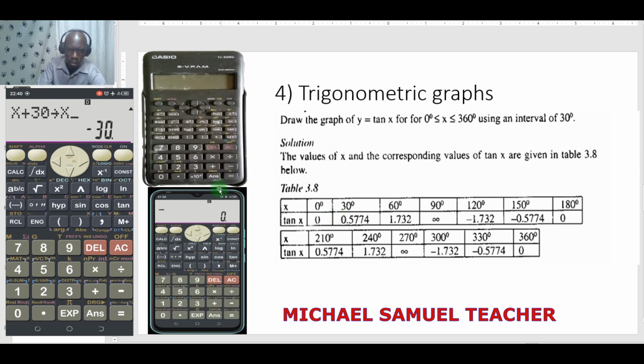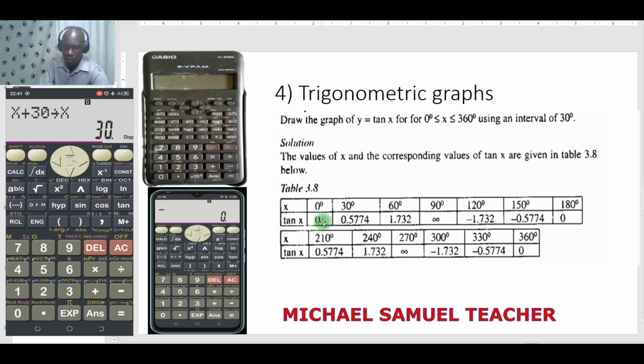the left navigation key, then alpha, integral sign, so that we enter the full colon. After that, we enter this equation, that is tan x. Once we do that, press equal sign. Once we press the equal sign, now we have x is 0, then tan 0 is 0.